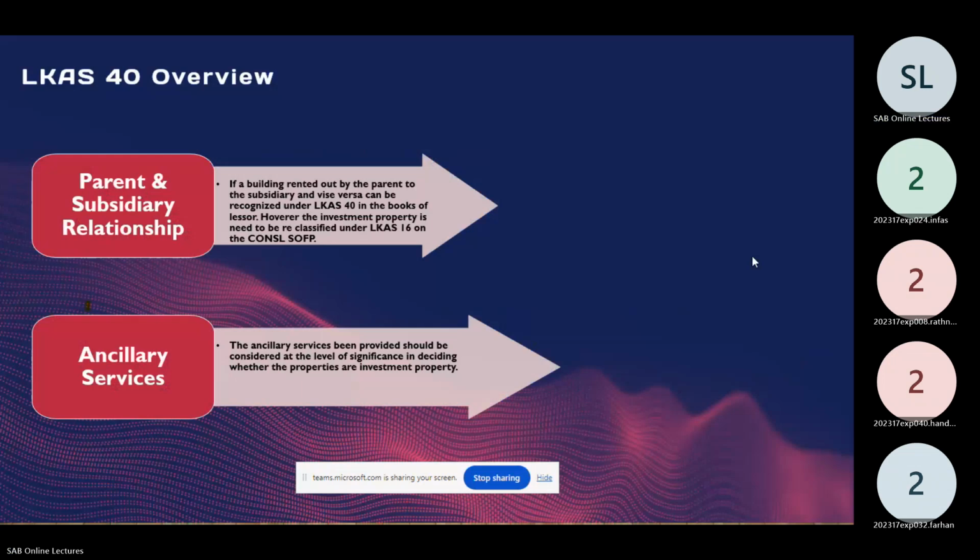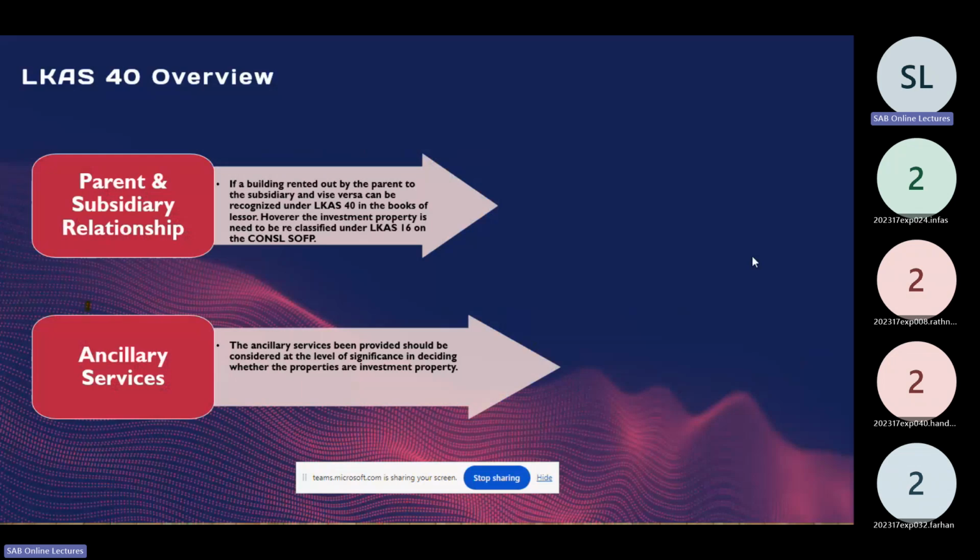I will continue with IAS 40. The first part is the relationship between parent and subsidiary. A building rented out by the parent or subsidiary can be recognized under IAS 40 in the books of the parent. Let's see how we handle the statement of recognition in income and expenses.